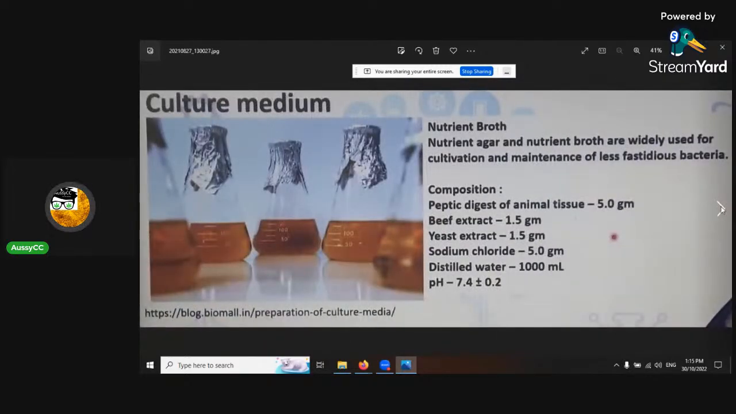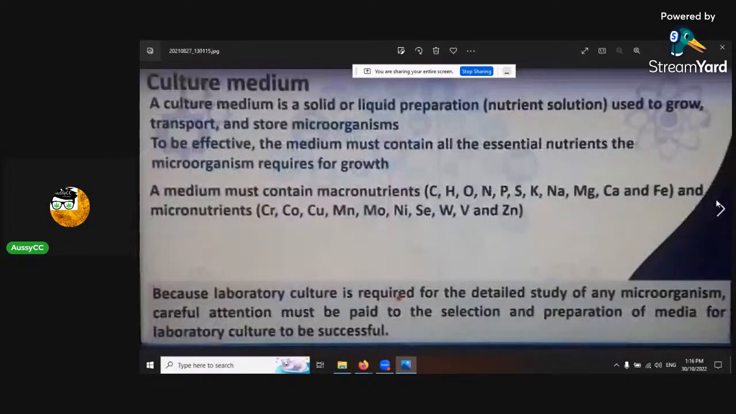I used to study culture medium. Maybe you can make peptic. These are simple culture medium broths, just from your yeast and your beef extracts. Got a lot of goodness in it.